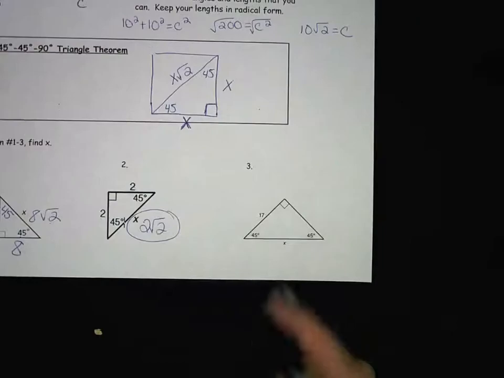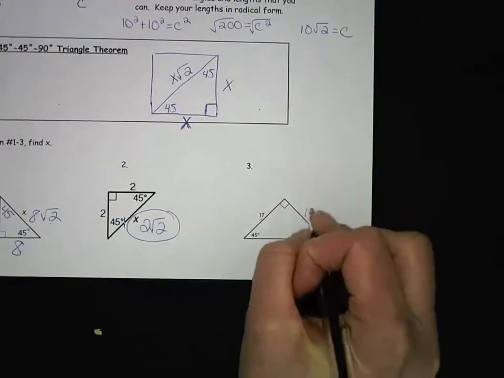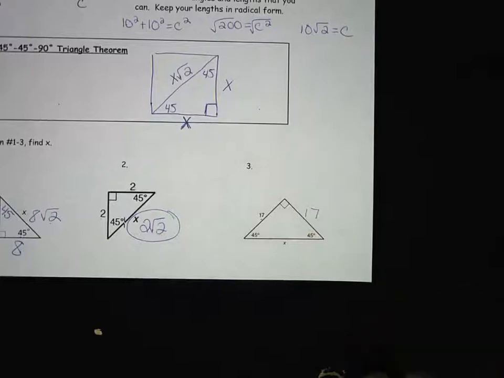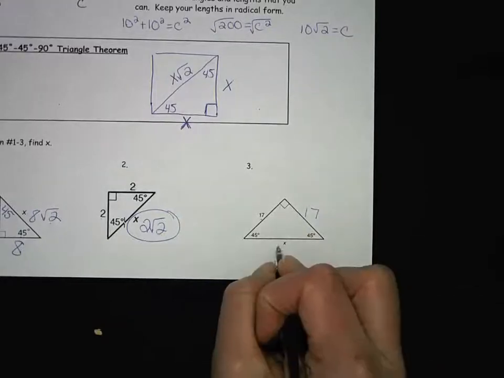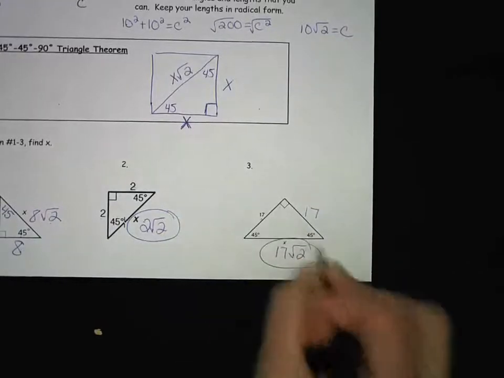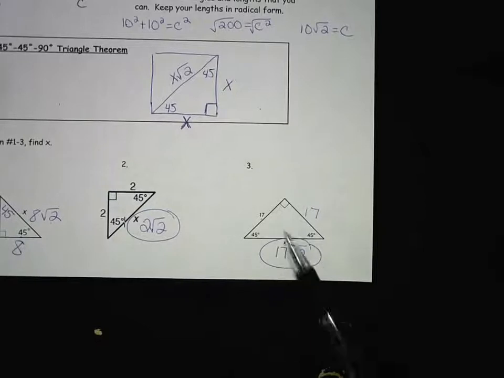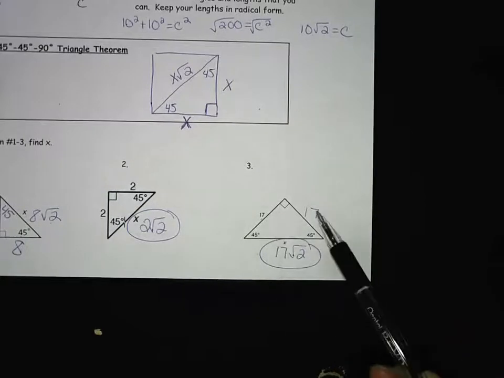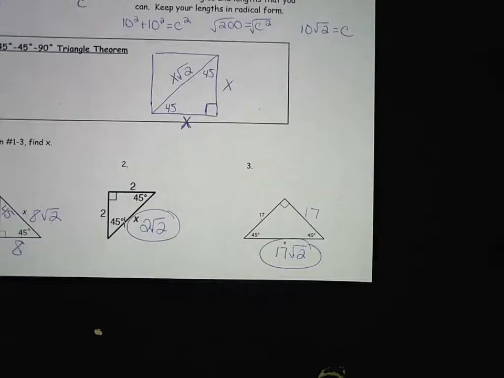On the next one, see how you have a 17? That means this side is 17. And I know they're not asking you for it, but it's still good to do. And that means this would be 17 square roots of 2. Now again, if you don't like that, do Pythagorean. 17 squared plus 17 squared equals c squared.